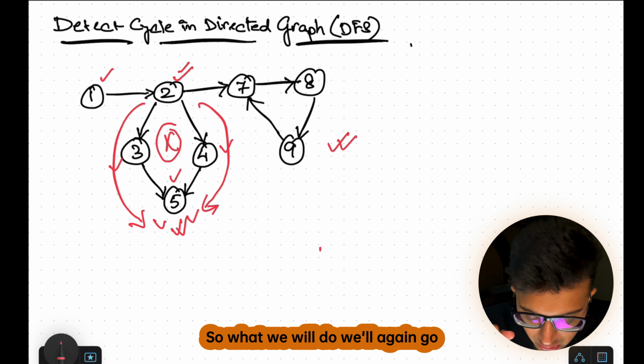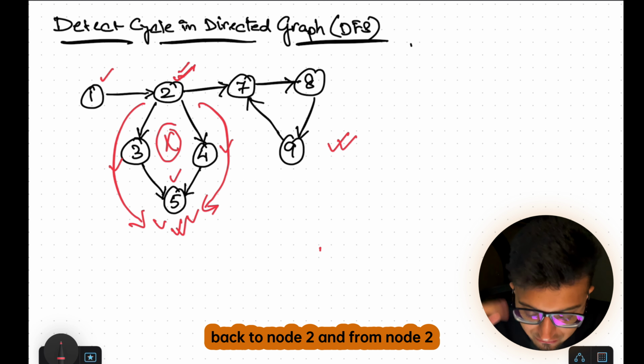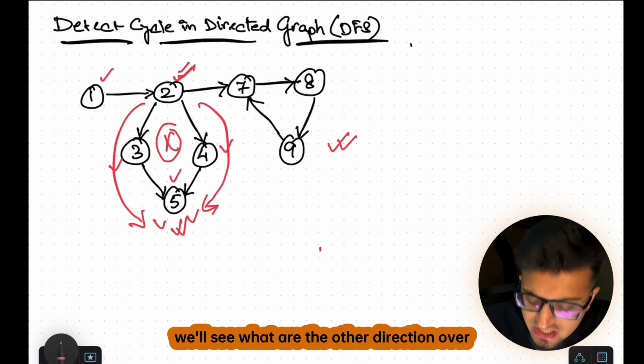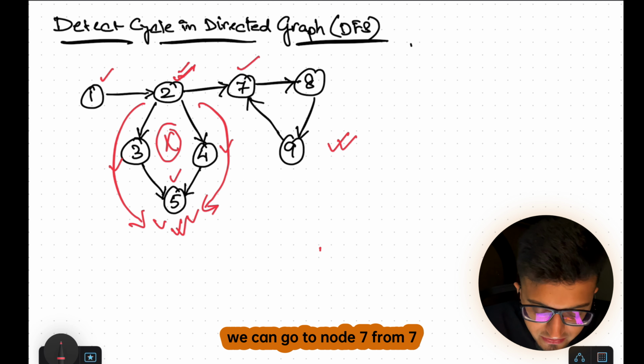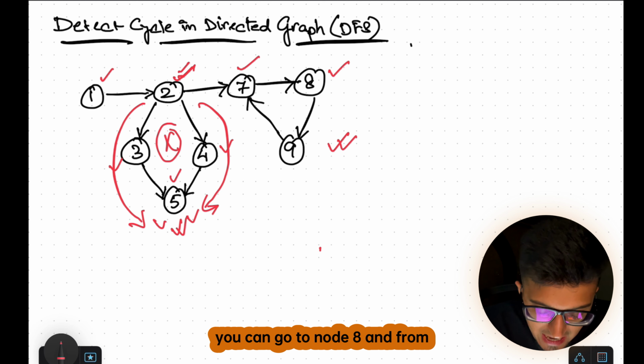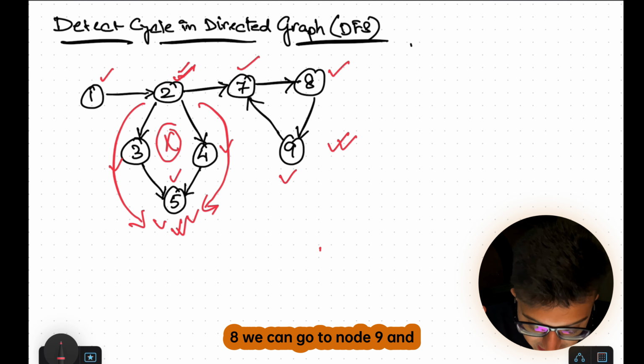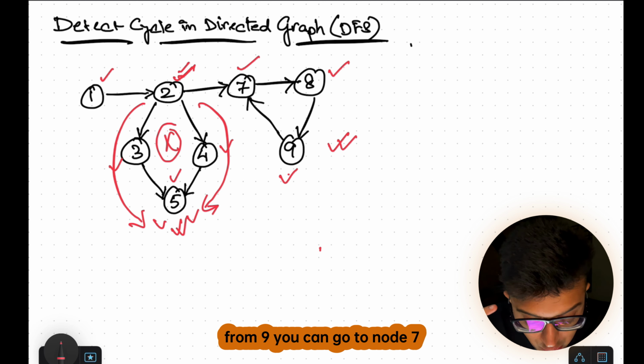We'll again go back to node 2 and see what other directions there are. Here you can see from node 2, we can go to node 7. From 7, you can go to node 8, from 8 we can go to node 9, and from 9 you can go to node 7.